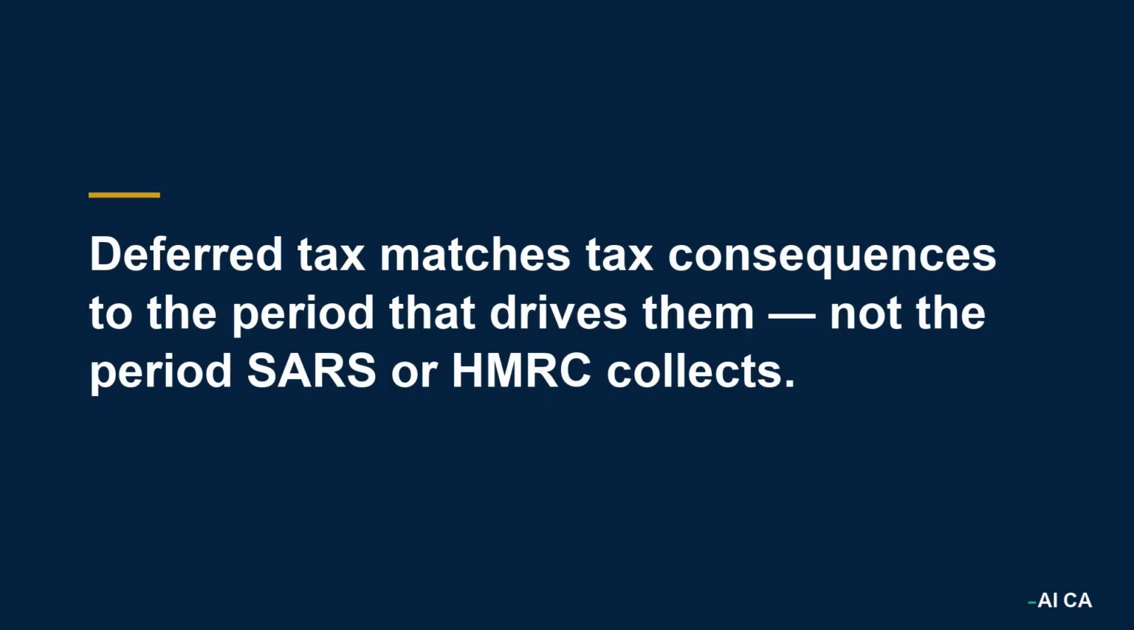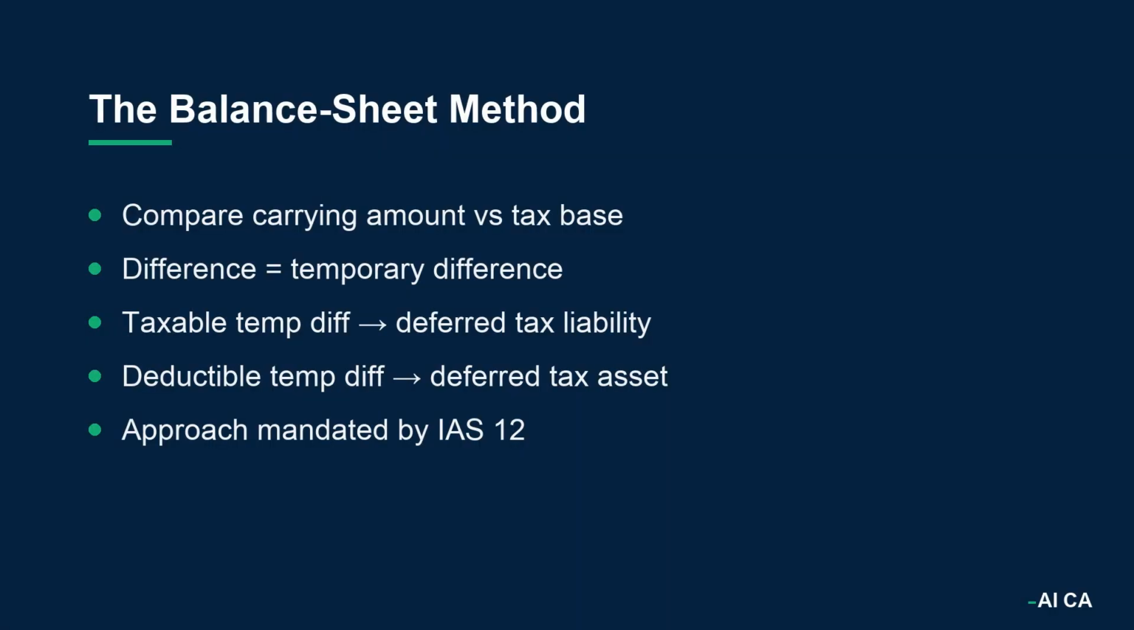Start with the why. Accounting profit and taxable profit are calculated under different rule sets. Accounting follows IFRS. Taxable profit follows the tax legislation of each jurisdiction. Those two sets of rules rarely agree on the timing of income and expense recognition. Deferred tax exists specifically to stop those timing mismatches from distorting the effective tax rate reported in profit or loss. Without it, the tax charge would spike or collapse from year to year in ways that bear no relationship to underlying performance. IAS 12 uses the balance sheet liability method.